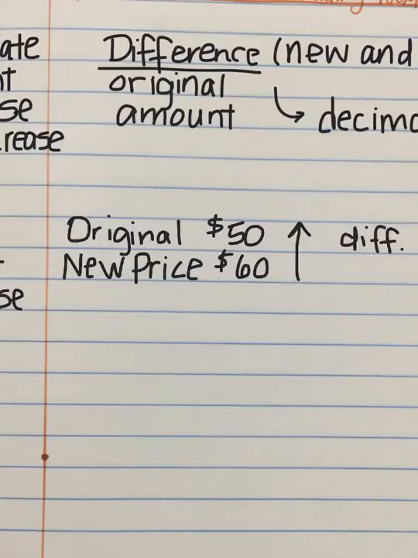We're going to find the difference over the original. So the difference here, y'all, the two numbers are 50 and 60, and you always want to make sure you write the larger number first. And the original number in this case is 50. So we have 60 minus 50. What is that? 10. And then that's going to be placed over the original amount of 50. Now it's a fraction.